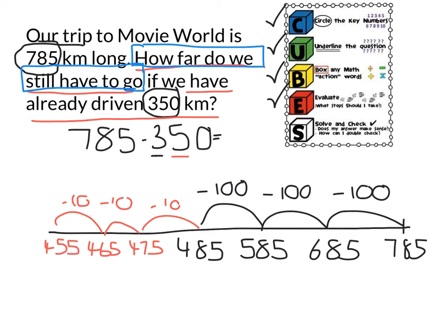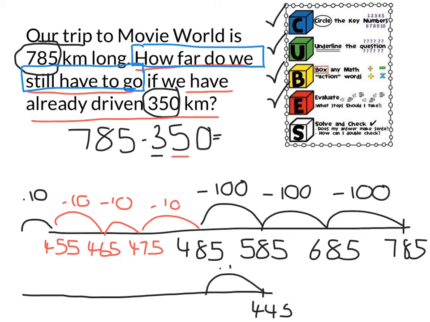Now I'm going to run out of room, so I'm just going to draw a line under here. All right, so I'm going to take away another 10. I'm going to put the answer on the next line. So it's going to be 445. Then I need to take away another 10. And it's going to be 435. Okay, so now I've got 0.